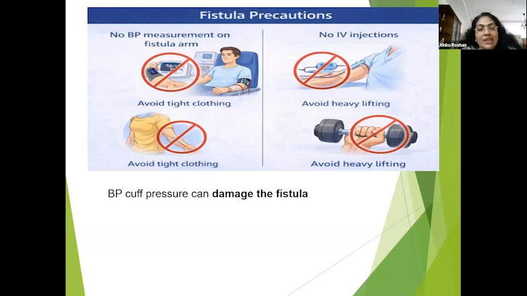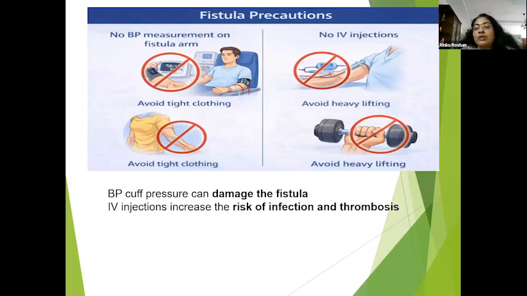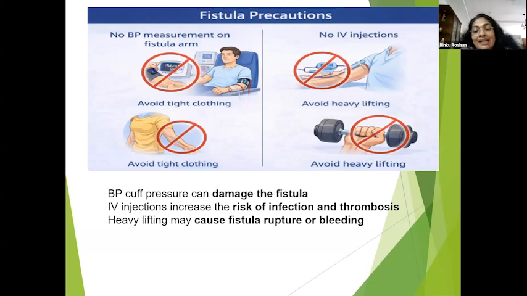The second one is no IV injections. That really carries a risk of infection and thrombosis also. Then comes, as I told you, very simple light exercises. Avoid any heavy exercise on the fistula hand. There are some special exercises which need to be done, but the exercises we are mentioning are on the other side and the lower limb. Heavy lifting may cause fistula rupture and bleeding also, so we may end up redoing all these things.